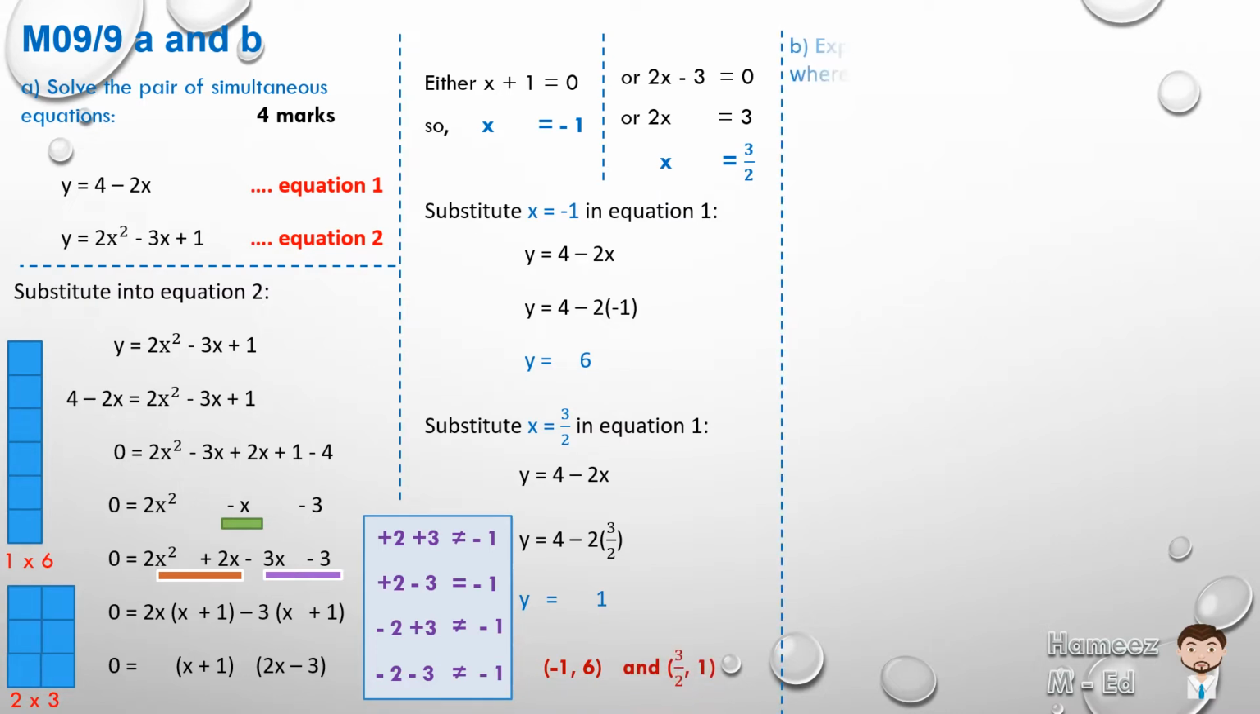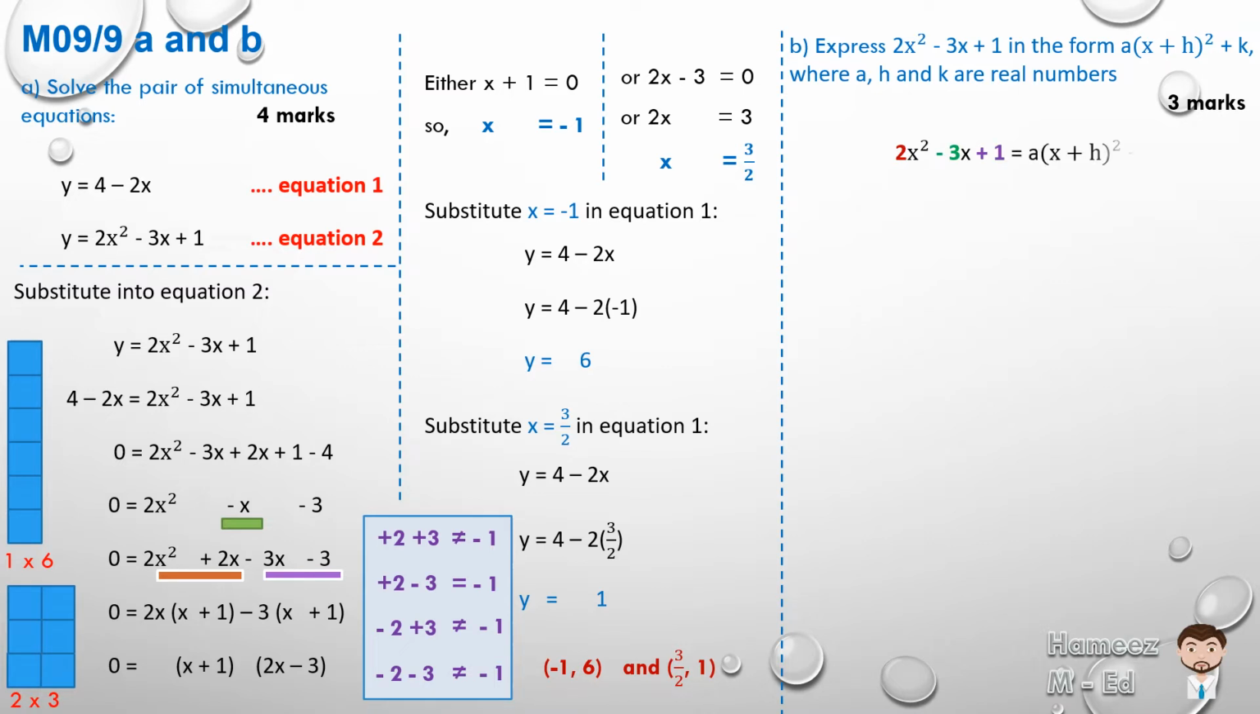Part B. Express 2x squared minus 3x plus 1, which was this equation 2, in the form a(x plus h) squared plus k. That means we're completing the square, where a, h, and k are real numbers. So if we're going to equate them, let's write 2x squared minus 3x plus 1 is equal to a brackets x plus h squared plus k.